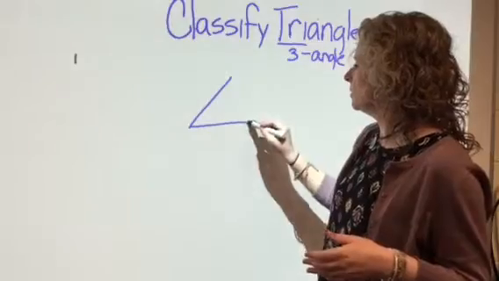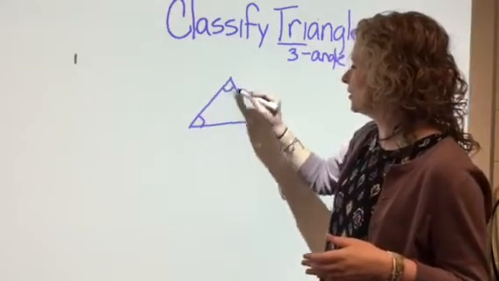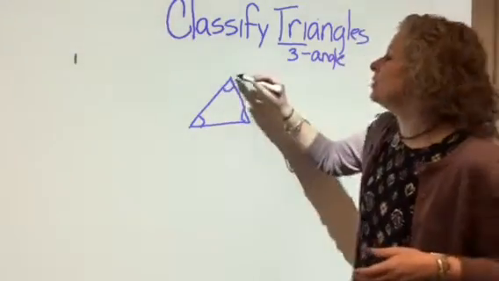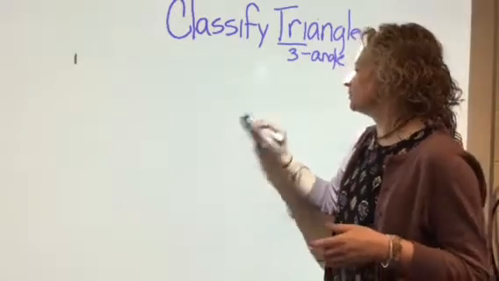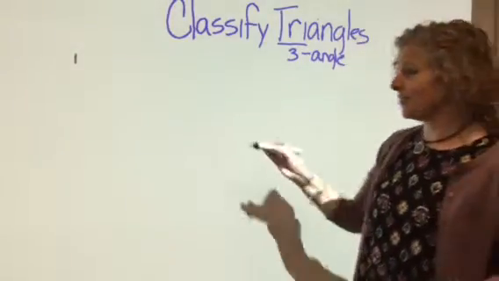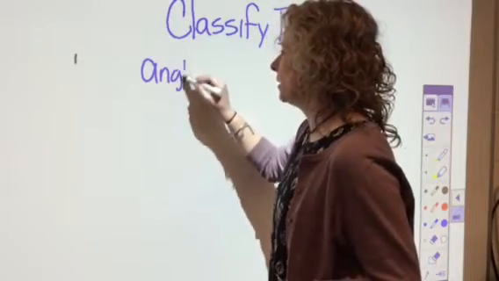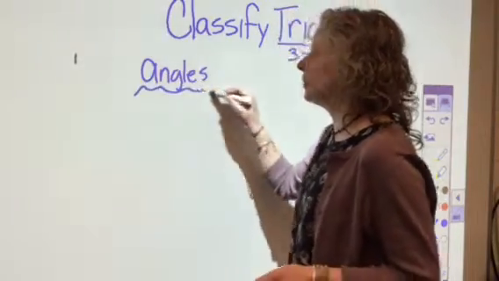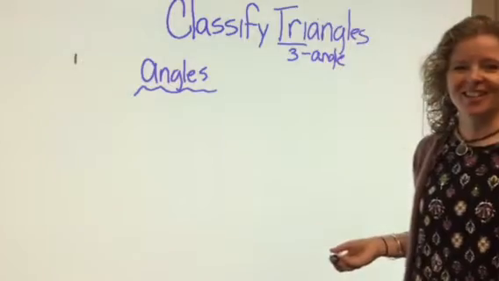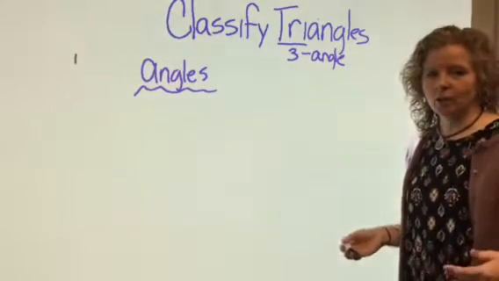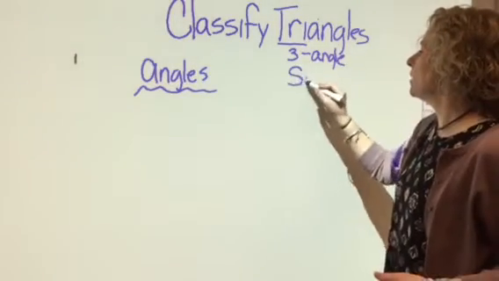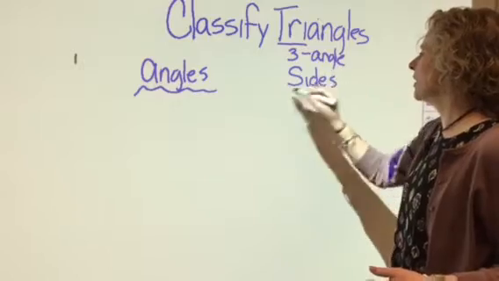1, 2, 3. Now, there are two ways to classify triangles. You can classify triangles by their angles. You take a peek, you look at the angles, you see what type of angles are involved in that triangle, and you name it according to the angles, or you can name triangles by their sides.